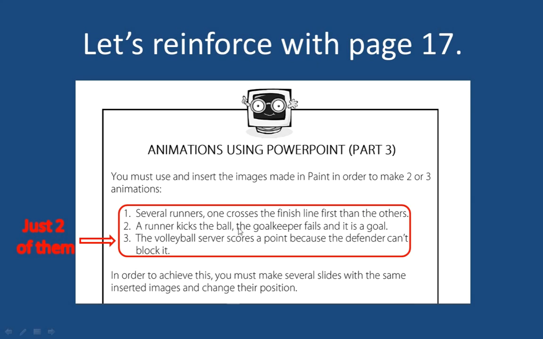Just two. Maybe you can choose the race and choose the runner kicks the ball and the goalkeeper fails and it is a goal. But maybe you can choose the race and the volleyball server scores a point because the defender can't block it.